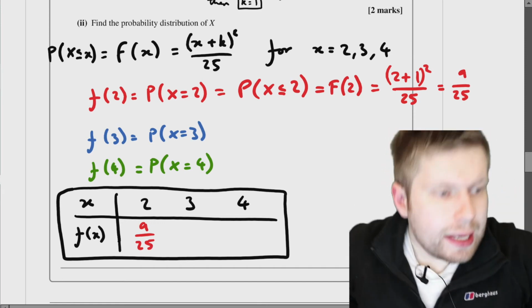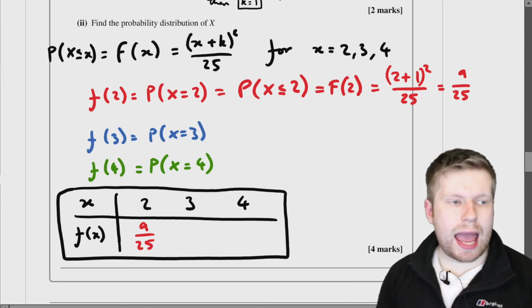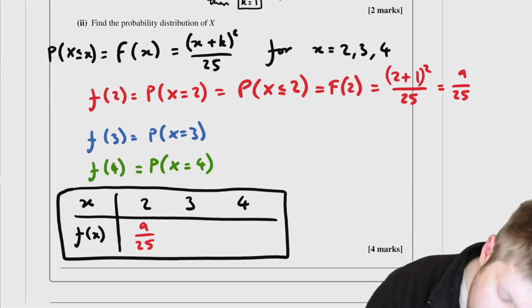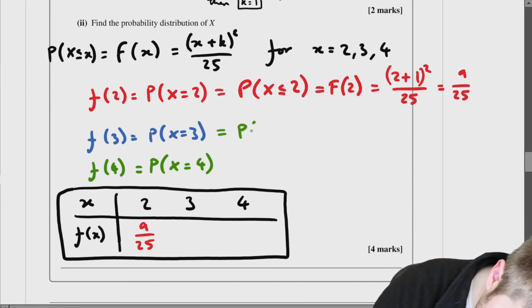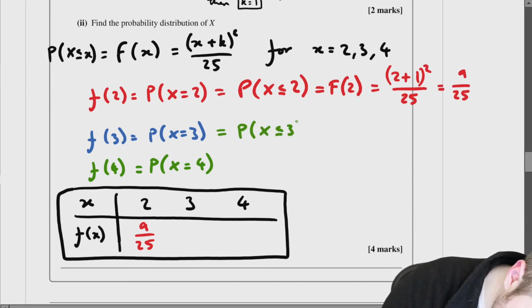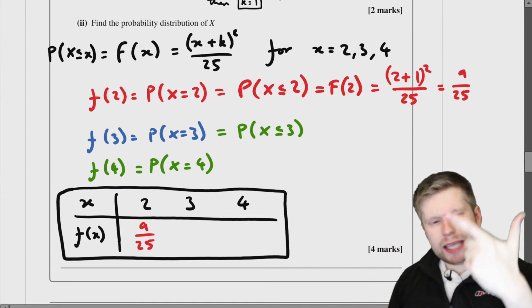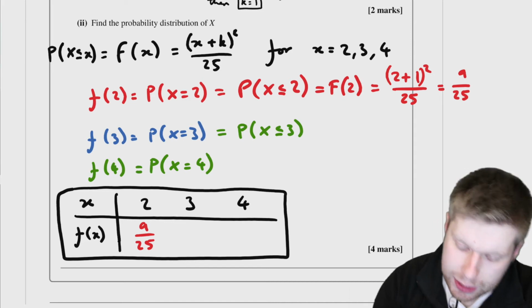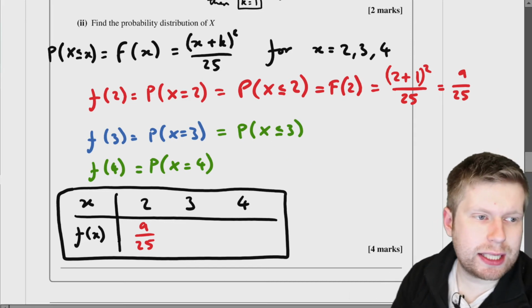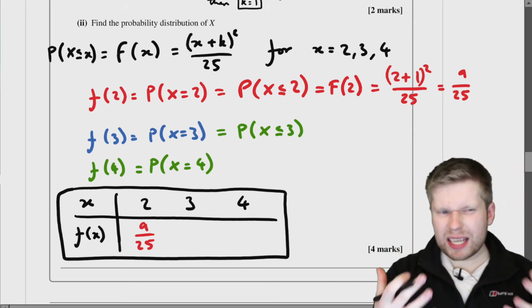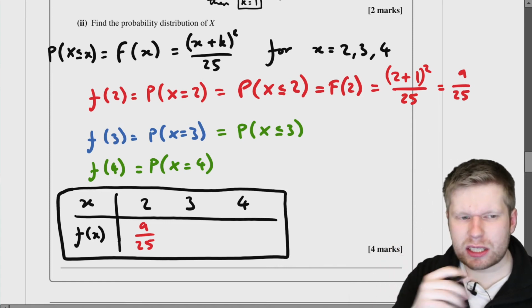Fine. So now I need to work out the probability that x equals 3. Are you happy? I can't just work out the probability that x is less than or equal to 3, because that's going to be the probability that x equals 2 plus the probability that x equals 3. In other words, it's got a probability in there which I don't want. I just want the probability that x equals 3.